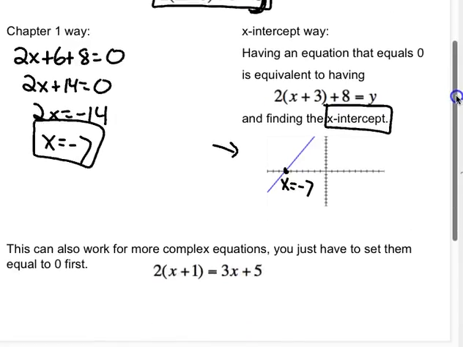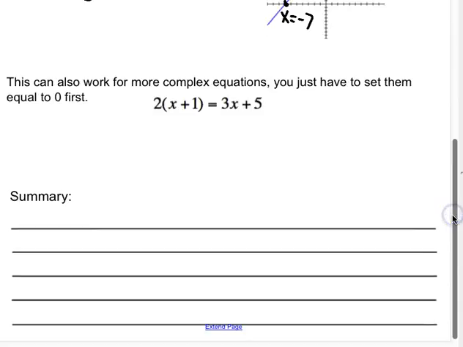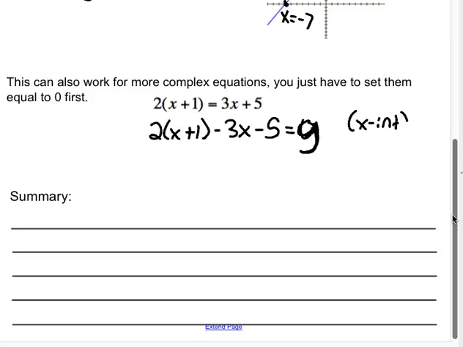You can even do it for harder ones like this, okay? So any equation back in chapter 1, if you can get it to equal 0, so here if I subtract that 3 off and I subtract that 5 off, okay, if I get everything to one side, I can picture this as y. Okay, and when I do that, basically graphically all I'm looking for is the x-intercept, and that's going to be my solution. So let me show you.